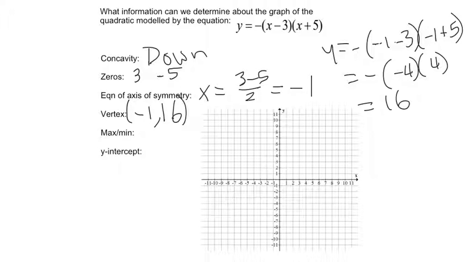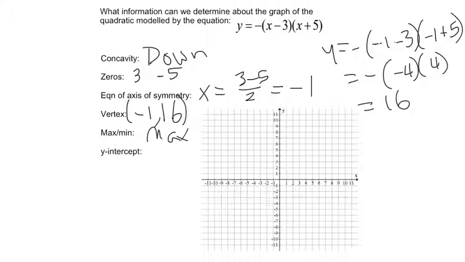The second last thing is whether we have a max or a minimum. So since our concavity is down, that means that the y-coordinate of the vertex is a maximum. Okay, and again, this is just for knowing the shape. Now, the last thing is the y-intercept. And if you remember, in standard form, we could just read off the y-intercept. In factored form, it's not quite so simple.